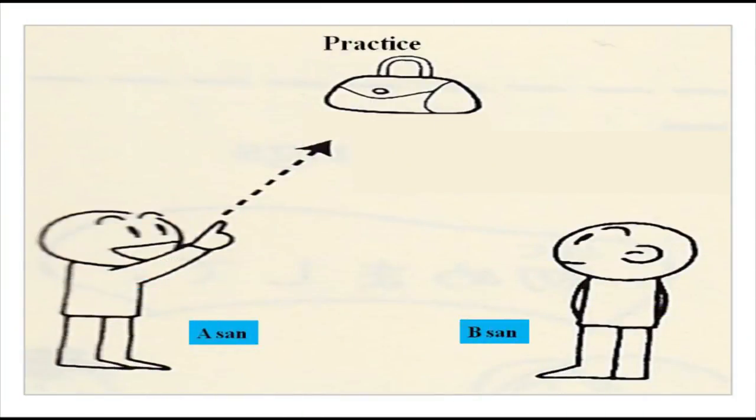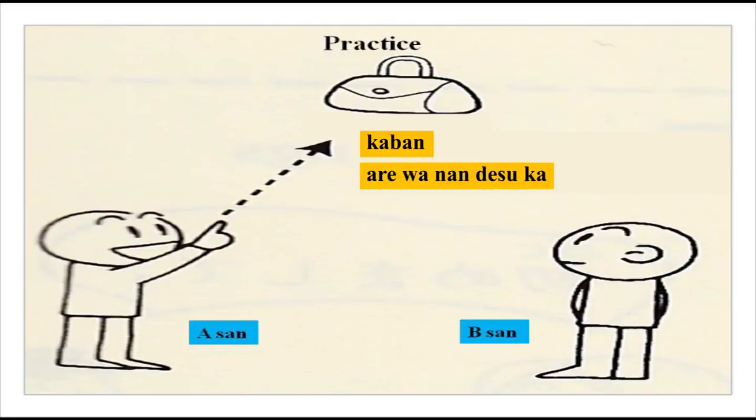Again, the same thing you can see over here, A-san and B-san. A-san is pointing at a bag, kaban. Are wa nan desu ka? What does B have to say? Are wa kaban desu. So, is it clear now? Kore, sore and are. Please remember when to use are and when to use kore.